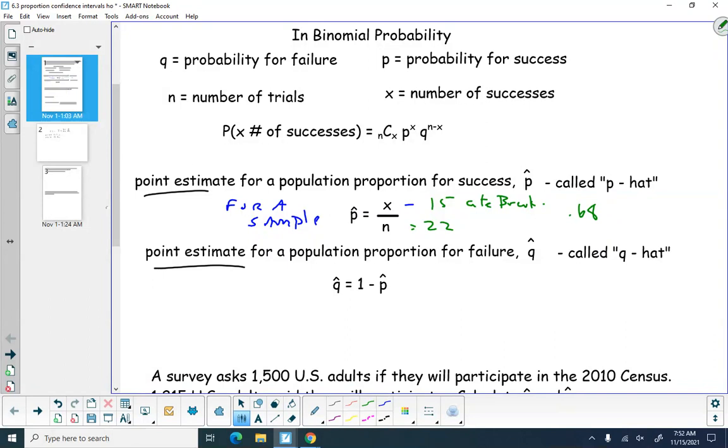The percentage of people that did not eat breakfast would be 1 minus p hat, which would be 1 minus 0.68, which would be 0.32. So 32% of you would not have eaten breakfast.